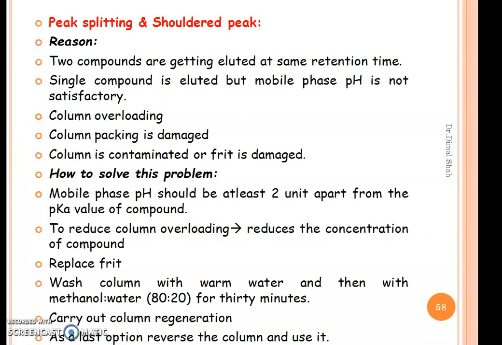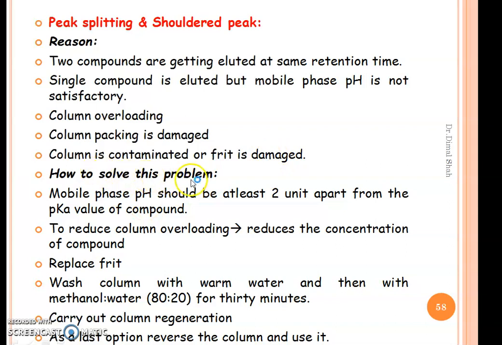Another type of problem is peak splitting and shouldered peak. Now, what is the reason for this? The obvious reason is that there are two compounds which are getting eluted at the same retention time, or a single compound is eluted but the mobile phase pH is not satisfactory, so that it splits into two peaks. Again, column overloading, column packing is damaged, or the column is contaminated, or the frit is damaged.